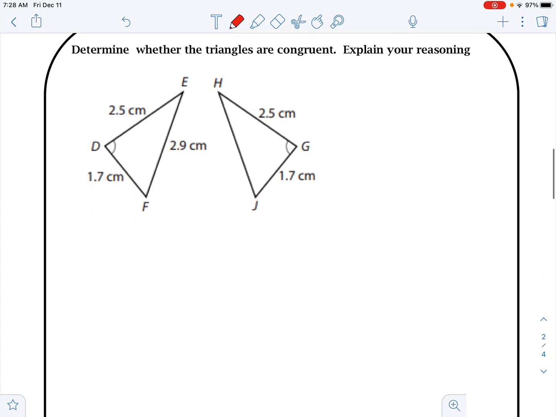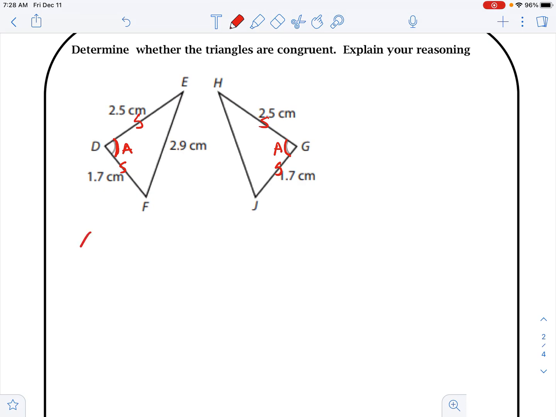All right, determine whether the triangles are congruent and explain your reasoning. Again, we go through it. We have this angle, which is congruent to this one, so we have an angle, which is good. Then we have 2.5, so that side goes with this side. And then 1.7 and 1.7. So you can see side, angle, side. That angle's in between those two sides.